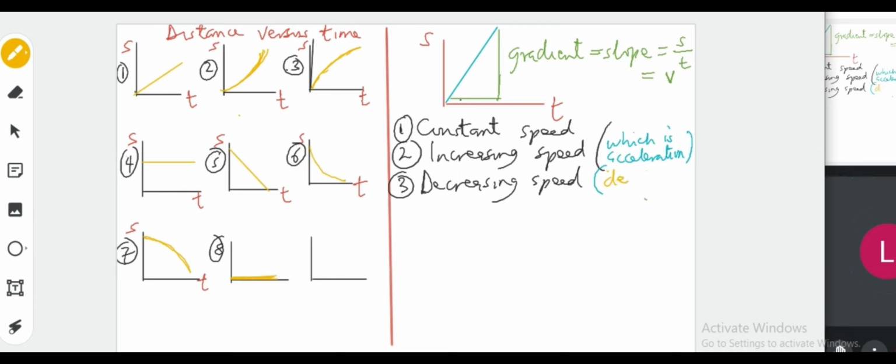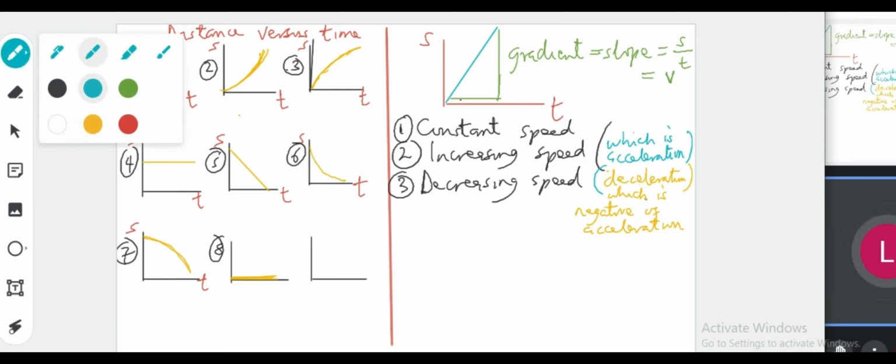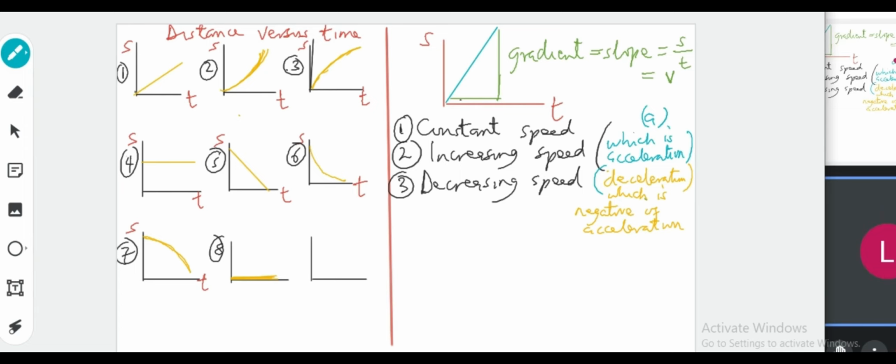Please don't mix it up, right? In fact, deceleration is the negative of acceleration, which is negative acceleration. So if acceleration is A, deceleration is minus A. Deceleration is the negative of acceleration.